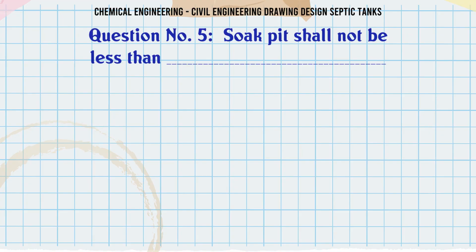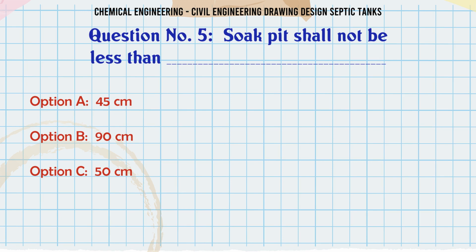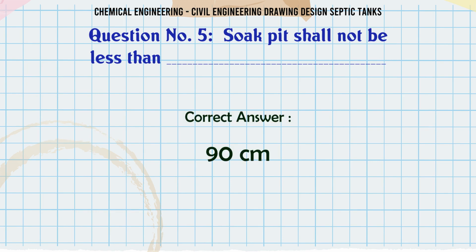Soak pit shall not be less than A 45 centimeters, B 90 centimeters, C 50 centimeters, D 100 centimeters. The correct answer is 90 centimeters.